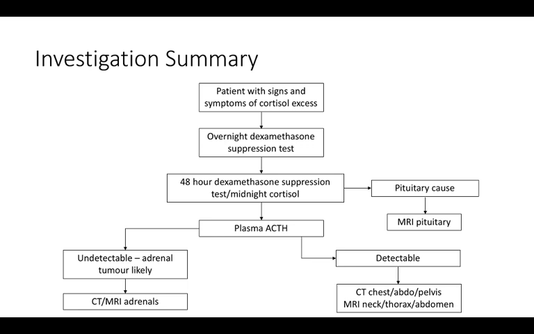If ACTH remains detectable, we then look for something which is secreting the ACTH. This is usually an ectopic secretion, as we've mentioned before. The high-dose dexamethasone test would detect a pituitary cause. So therefore, we need to investigate for sources of this ectopic ACTH secretion, performing CT chest, abdomen and pelvis, or MRI of the neck, thorax, and abdomen, really looking for this cause.